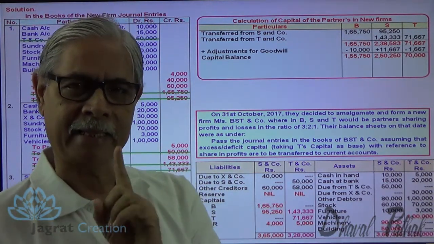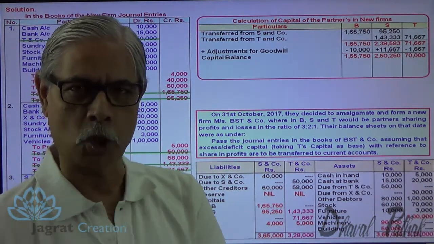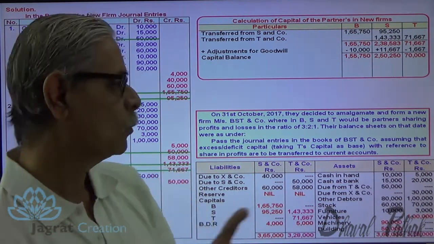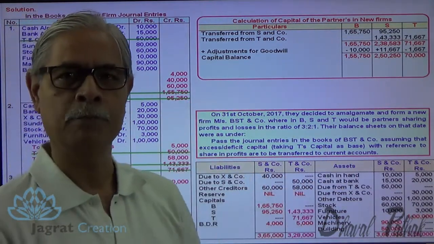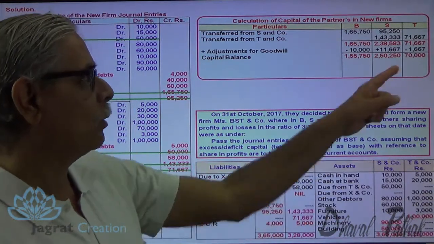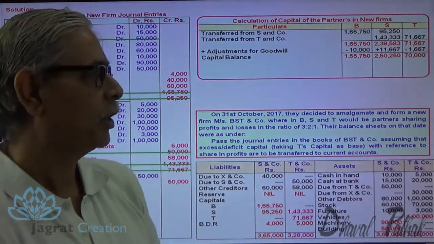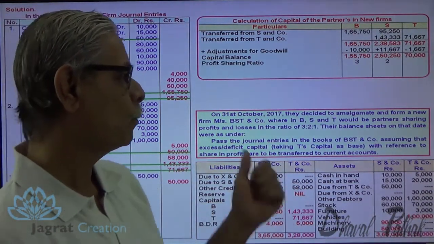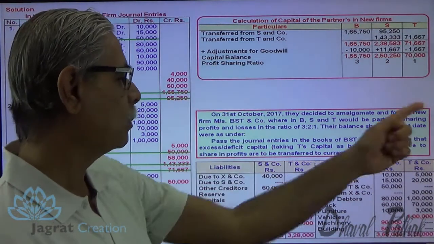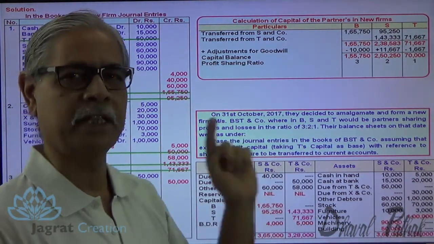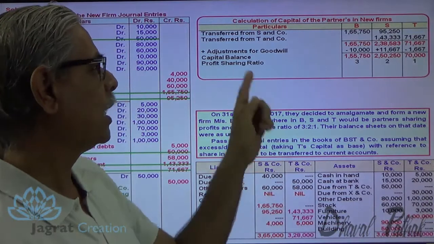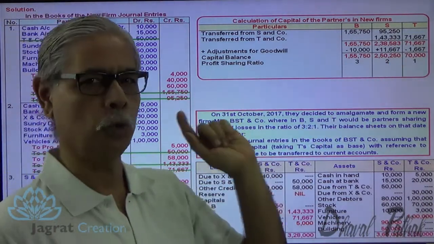If there is any excess capital or capital shortage, the excess or shortage is to be transferred to the current accounts. That's an important point. So now I want to take capital of T as the base, and the capital is to be maintained in the profit sharing ratio. The profit sharing ratio is 3:2:1. So let me write down profit sharing ratio 3:2:1.